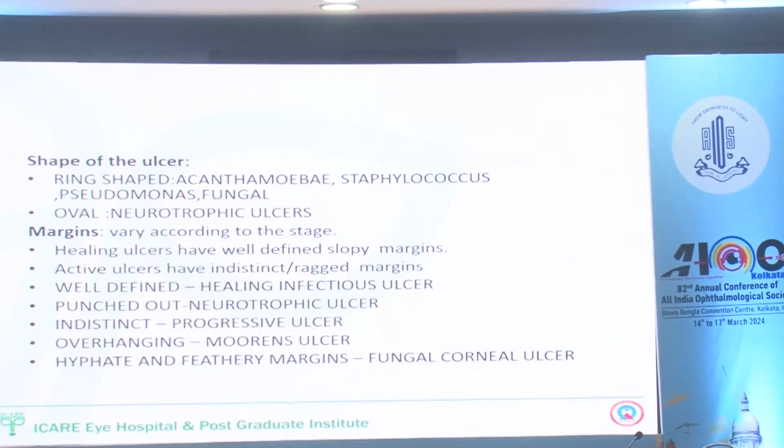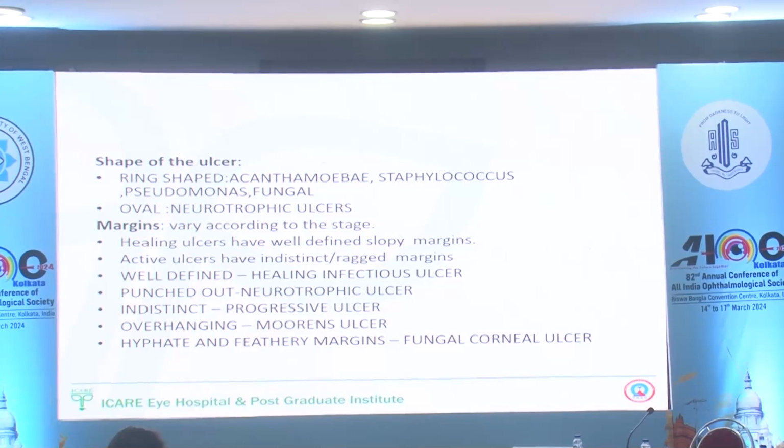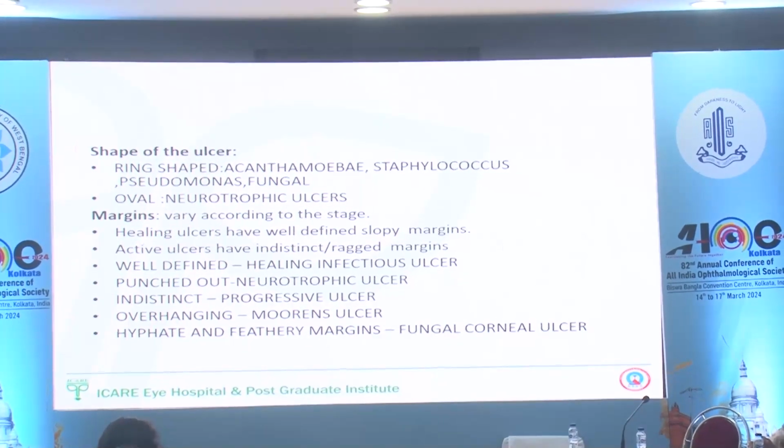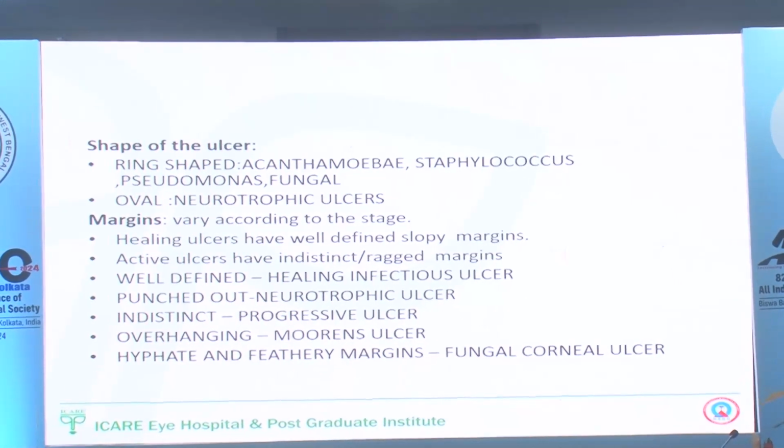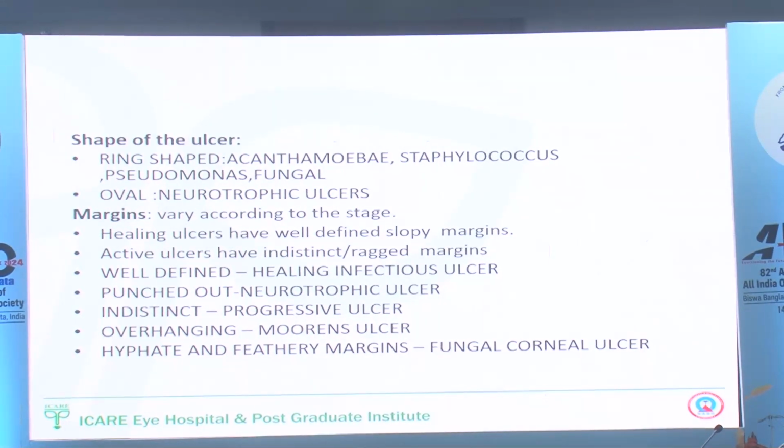Mycobacterium may typically cause peripheral ulcers. Ring-shaped ulcers may be seen in Acanthamoeba, Staphylococcus, Pseudomonas, and fungal. Oval ulcers are seen in neurotrophic. The margins are also important. Healing ulcers have well-defined sloping margins. Active ulcers have ragged margins.